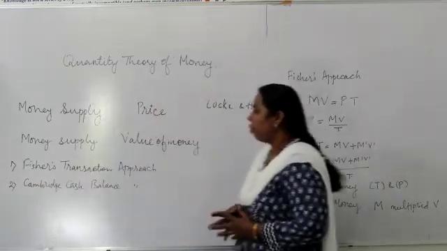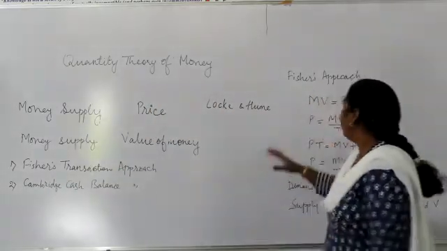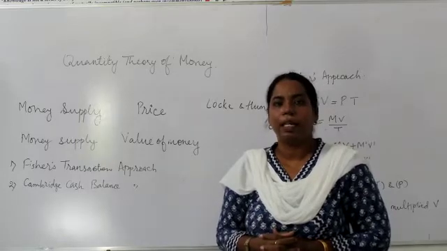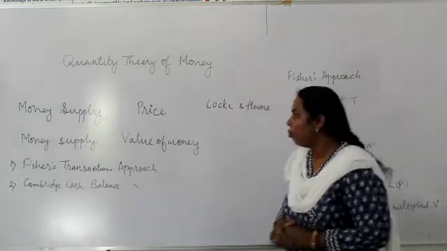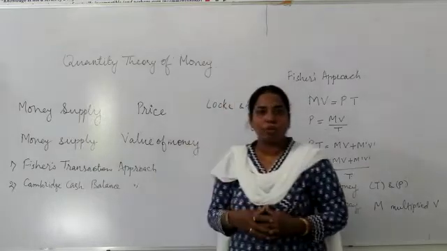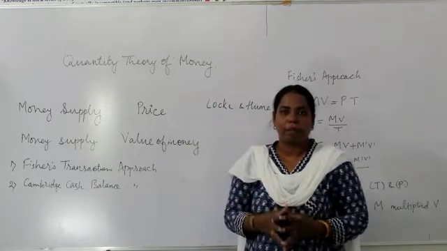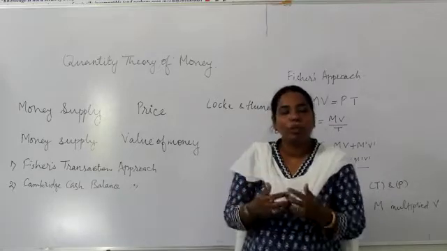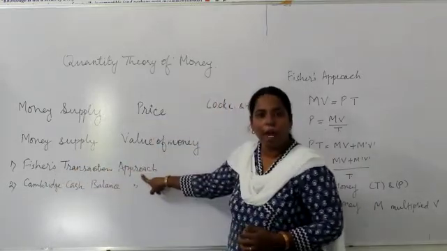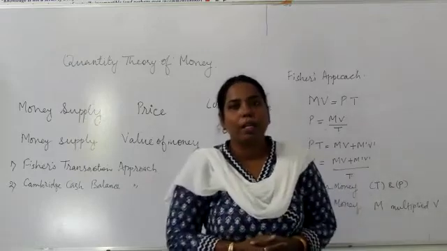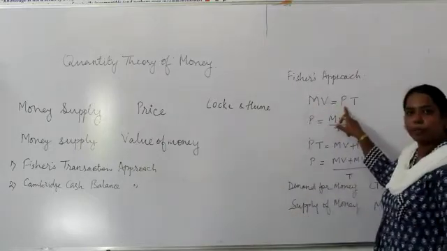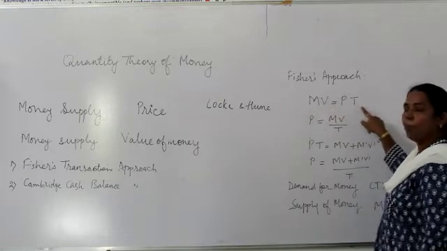Fisher's transaction approach was given by Fisher in 1911. Fisher focused more on the exchange function of money. His approach is known as Fisher's transaction approach. What did Fisher explain? Fisher explained the same thing with the help of his equation. His equation is MV equals PT.